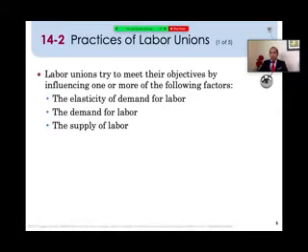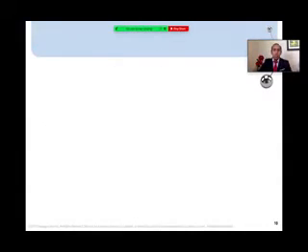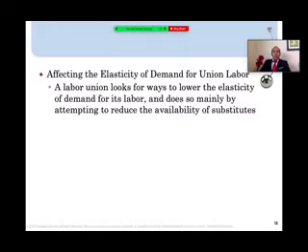Companies, for the most part, may not always like union labor because you have to meet their demands. You have to meet their guidelines, or there's a compromise between the firms, the industry, and the union, and so on. But it does benefit the workers to some extent. So how does the union actually affect the elasticity of demand for union labor?